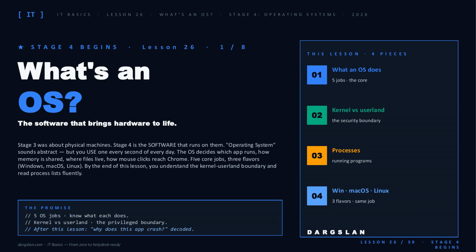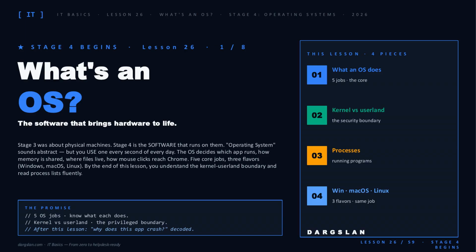Welcome to Stage 4, the part of the course where we stop talking about hardware and start talking about the software that actually brings it to life. You use an operating system every second of every day, but most people never really see it. Over the next 8 pieces, we'll fix that.